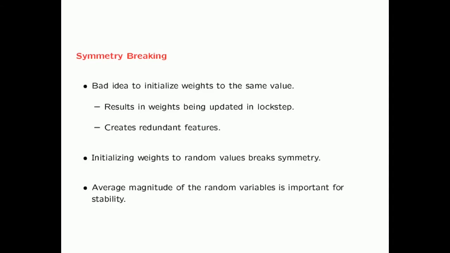So the first important rule is symmetry breaking. It's a bad idea to initialize weights to the same value. If you initialize all weights to the same value, it results in the weights being updated in lockstep, and it creates redundant features. So it's important to initialize the weights to random values in order to break symmetry. However, what is the magnitude of these random variables? The average magnitude of these random variables is also important for stability.